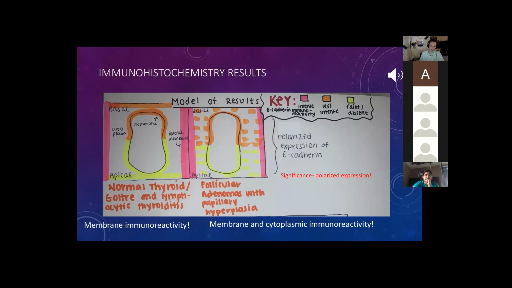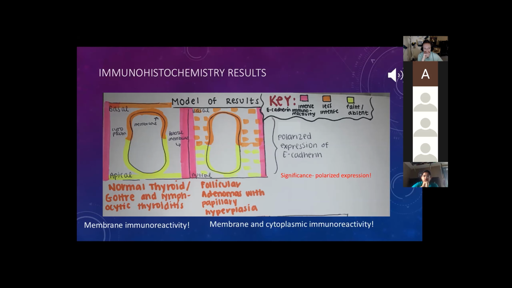Okay. If you look at the normal thyroid goiter and lymphocytic thyroid cell, you can see that there is more membrane immunoreactivity. The pink color of the lateral border of the cells shows more intense staining than the basal border of the membrane, which is colored orange, and even more intense staining than the apical border, which is colored yellow. Follicular adenoma also had similar results, but in addition to the membrane immunoreactivity, it also had cytoplasmic staining.